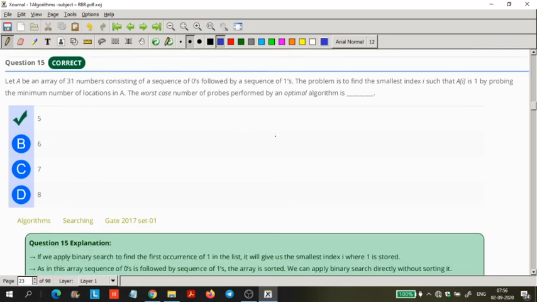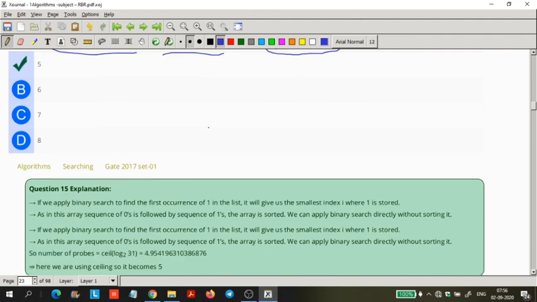So let us discuss one more question. Let A be an array of 31 numbers consisting of a sequence of zeros followed by a sequence of ones. The problem is to find the smallest index I such that A[I] is 1 by probing the minimum number of locations in A. The worst case number of probes performed by the optimal algorithm is, so there are 31 numbers in the array.